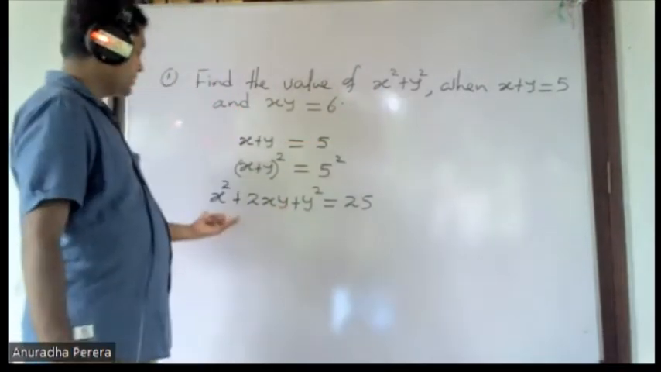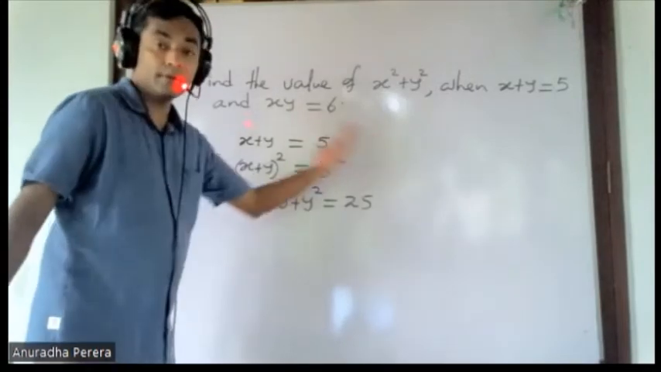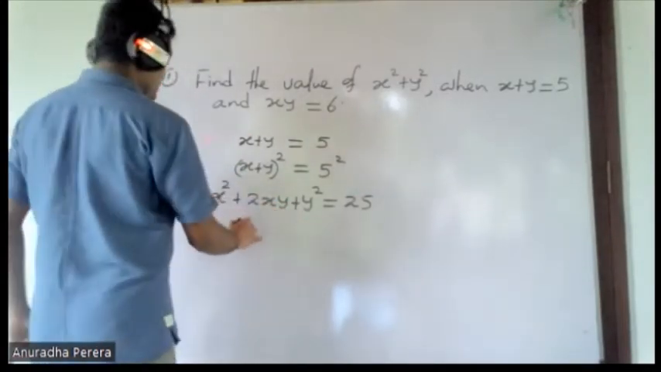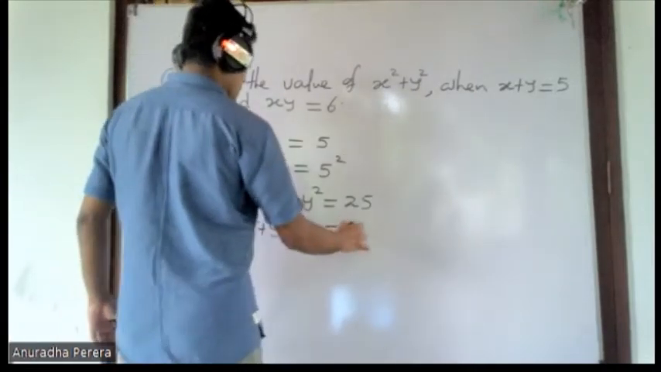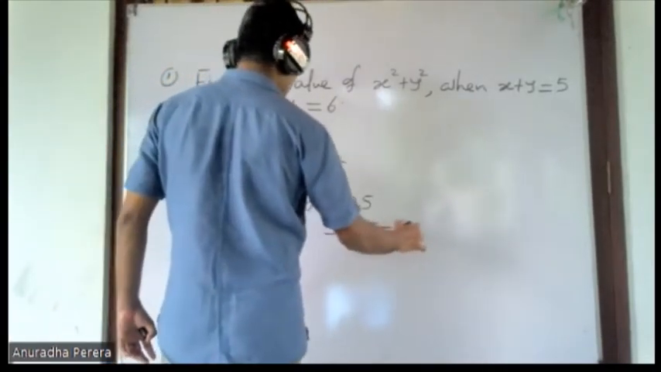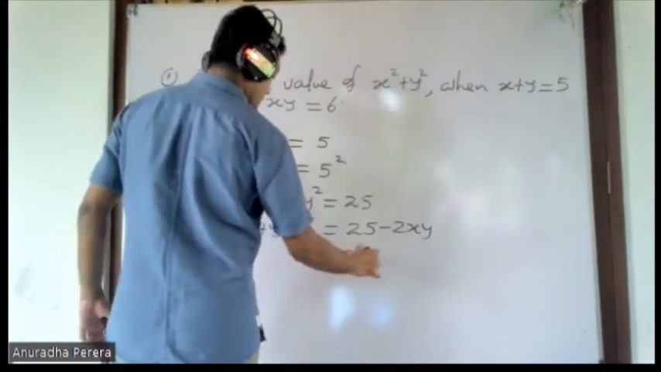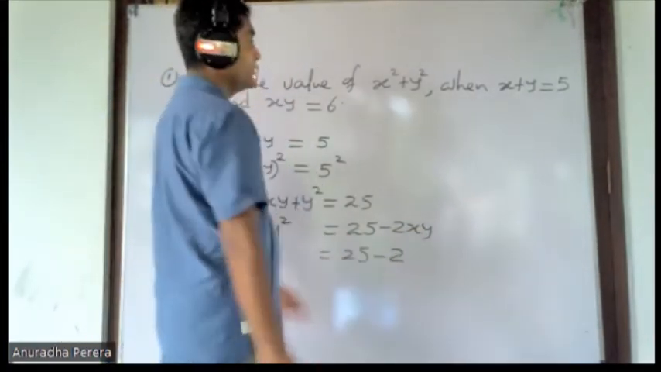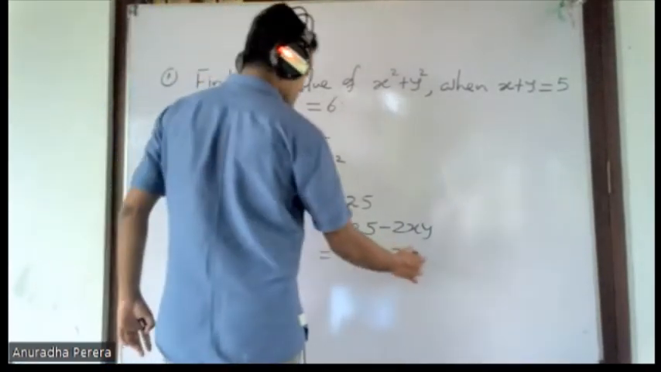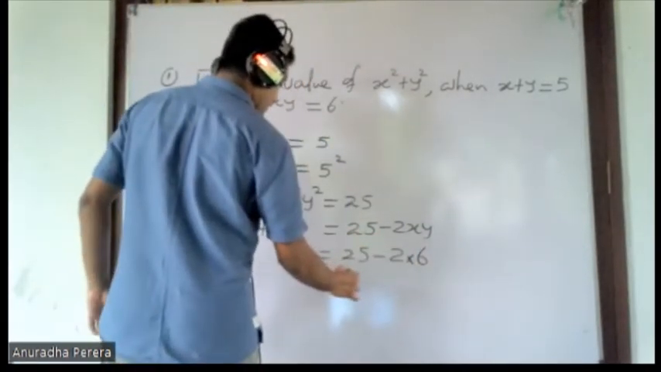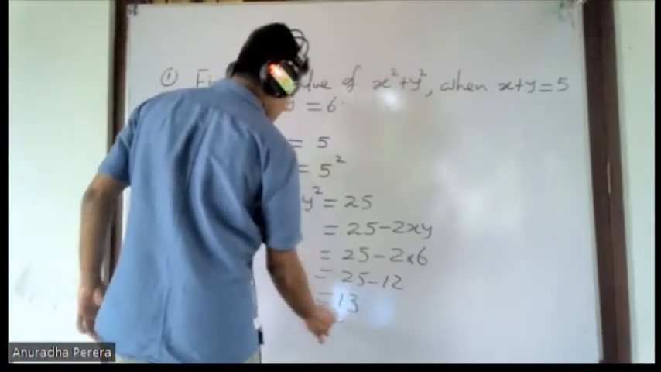We need x squared plus y squared, so we make x squared plus y squared the subject. 2xy can be taken to the right side. x squared plus y squared equals 25 minus 2xy. xy is given, it is 6. Substituting for xy, 25 minus 12. The answer is 13. Very good. The answer is correct.